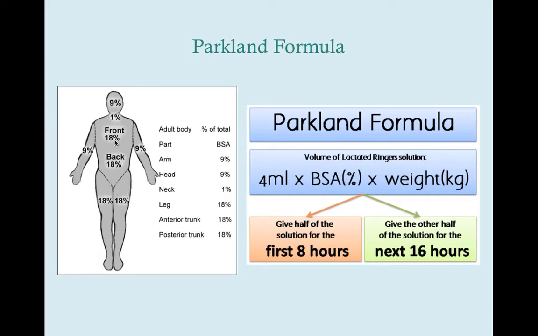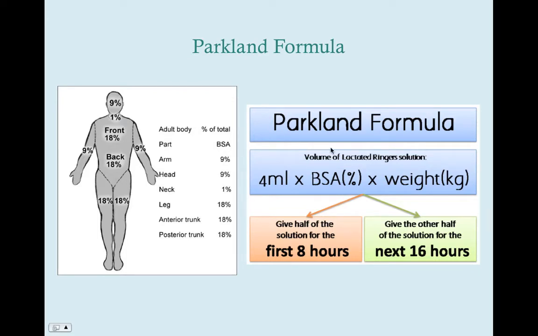So let me rephrase that. The front of your trunk is 18, which is the same as your entire left leg or your entire right leg. The back of your trunk is 18, which is the same as both legs. So your trunk in total is 36. And then each leg is 18. And then each arm is 9 because they're smaller than the legs. And then your head is 9 too. With kids, it's a little different. But as far as adults go, you can use this rule of 9.